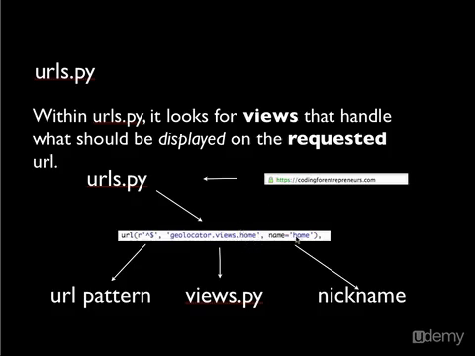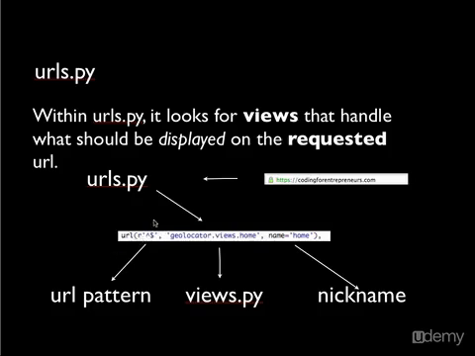Then we have this nickname, home, or name equal to home. It's basically a nickname. It's easier than writing out the full URL whenever you want to reference it in your Django files. Instead, you can use URL equals some nickname. That's how you'll do it. We'll see that in action as well. But we're really going to discuss this part.